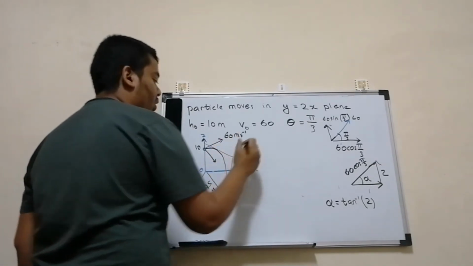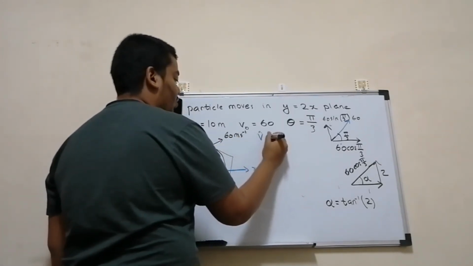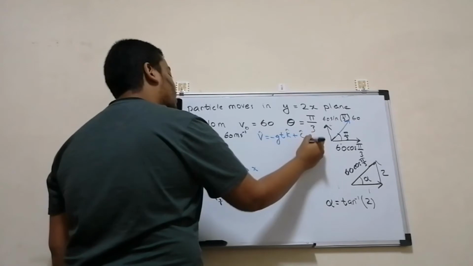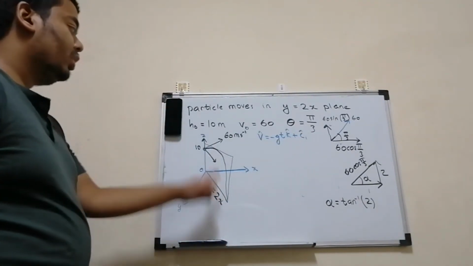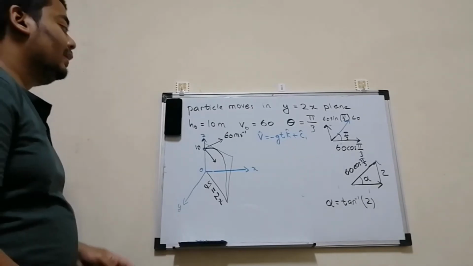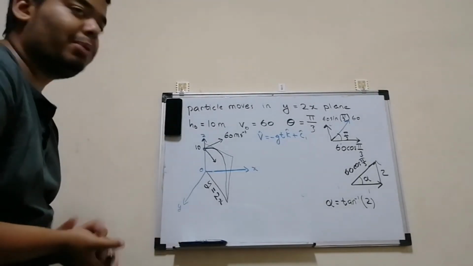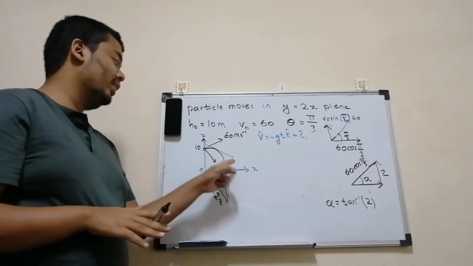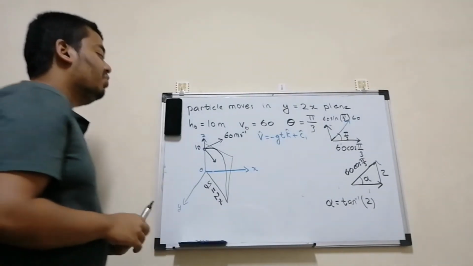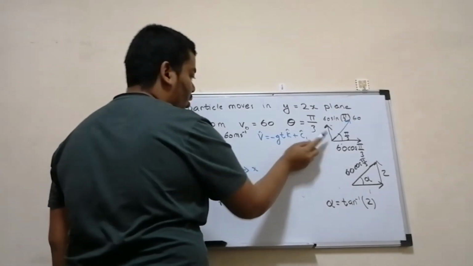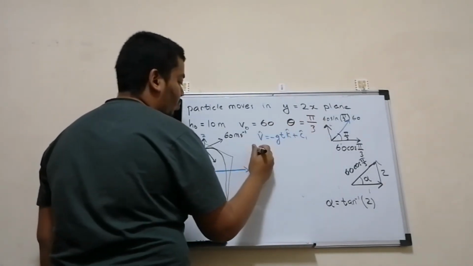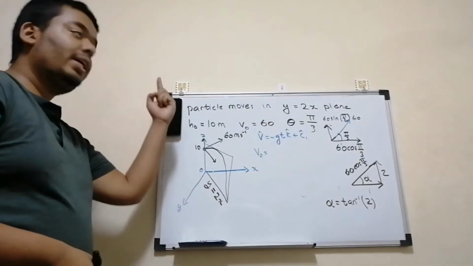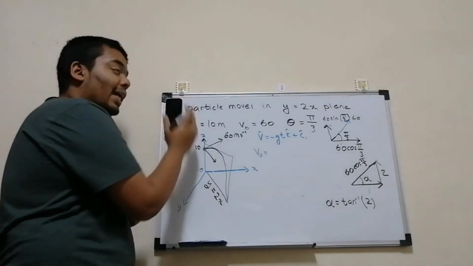So the general velocity vector is given by negative gtk plus c1. Now, let's go through the steps again. The initial velocity, 60 meters per second, is acting in the direction of the plane y is equal to 2x. This velocity will make one component, which will be parallel to the k axis, or the z axis.